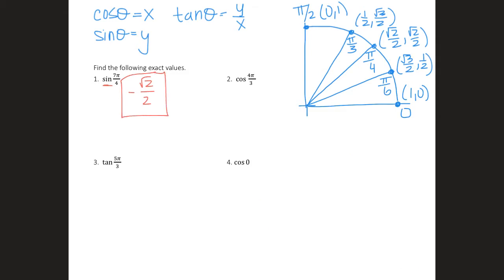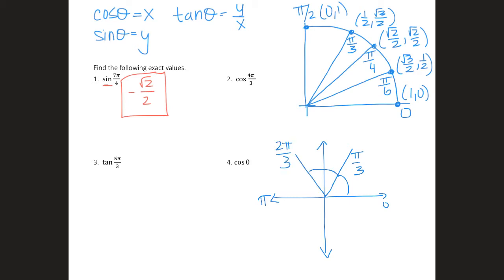All right, let's try number 2, cosine of 4 pi over 3. So again, I'm going to sketch where 4 pi over 3 would be. I want to know what quadrant it's in. Here's 0, here's a pi. So I'm going to count by thirds. A third of a pi, which is pi over 3, would be here. And then if I go another third of a pi, that's 2 pi over 3. Another third is 3 pi over 3, that's 1 whole pi. And then 4 pi over 3. So we're down here in the third quadrant.